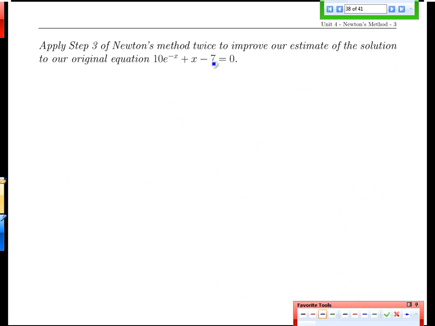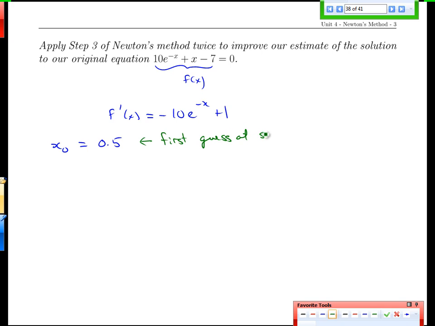Okay, let's take a look at the example we had before. So this was our function, and we had f prime of x calculated already: minus 10 e to the minus x plus 1. And our x naught, our first guess at the solution, was 0.5.